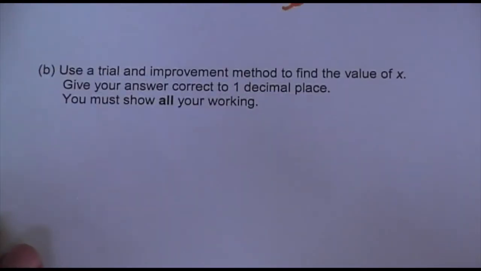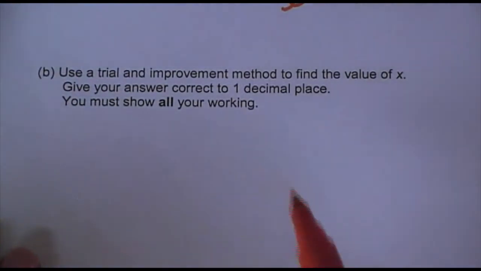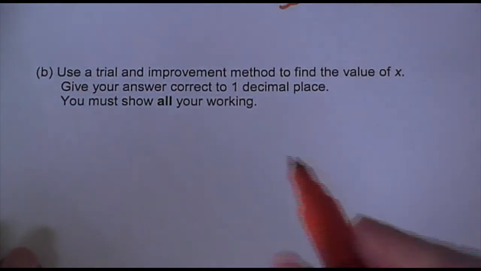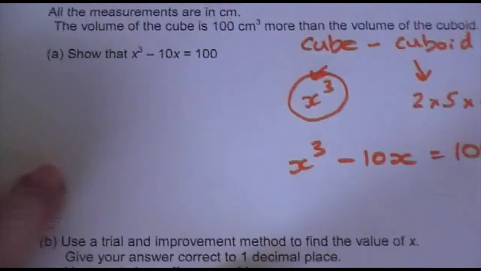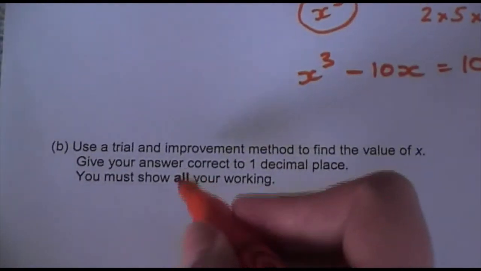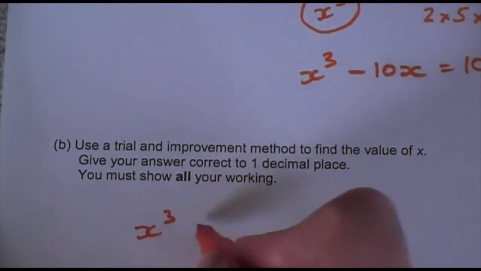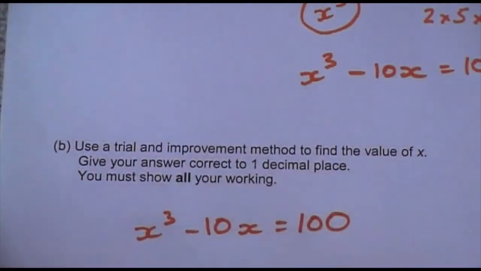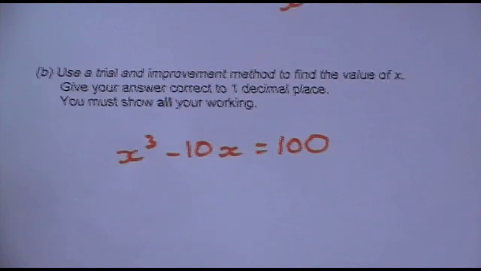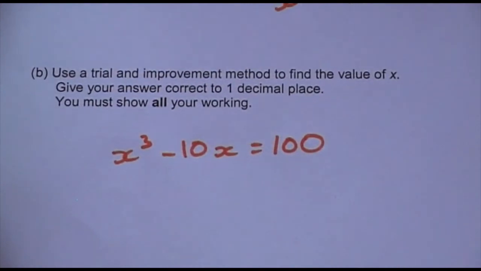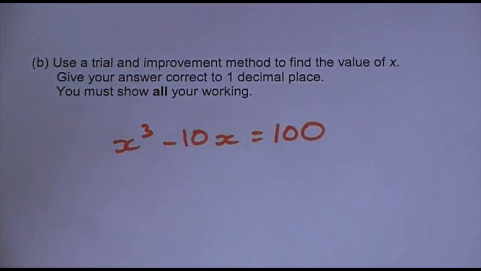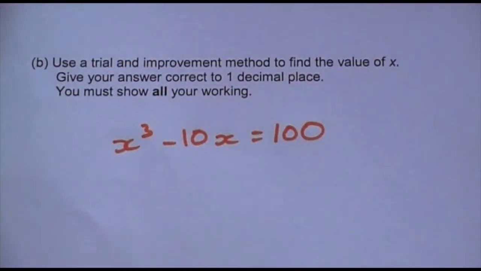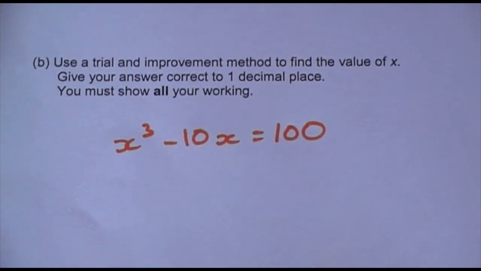So for part B, you should be able to answer this. Now use a trial and improvement method to find the value of x. So they want you to use the equation from up here, and that is x cubed minus 10x equals 100. Set up your table of values. They haven't told you what values it's between. You can have a little go at that, knowing that it's going to have to equal 100. Press pause, have a go, I'll put the answer up.